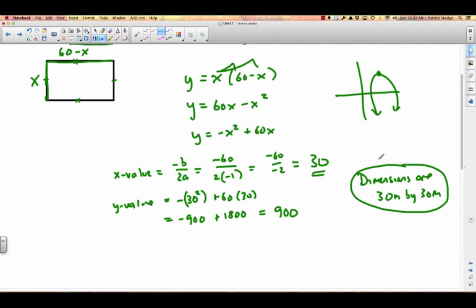What's the maximum area? Well, there's two ways you could figure that out. You could multiply 30 by 30 and get 900, or you could just look at what the vertex gave you. The vertex told you that the maximum area is 900 meters squared. That vertex is a wonderful thing. When you find that, you've found all the information you need. Okay, good luck, and if I was you, make sure you use negative b over 2a and don't bother completing the square, unless you like it, and then go for it.